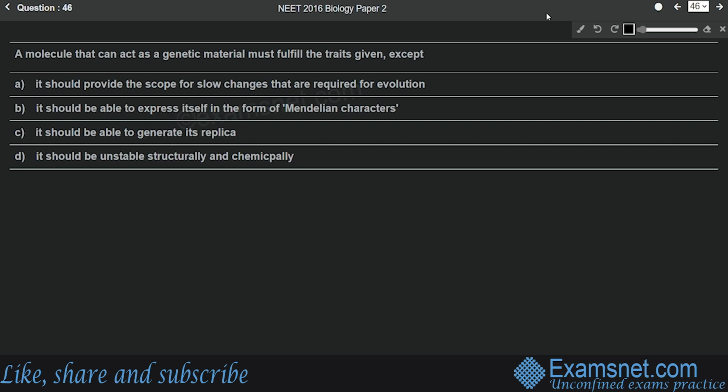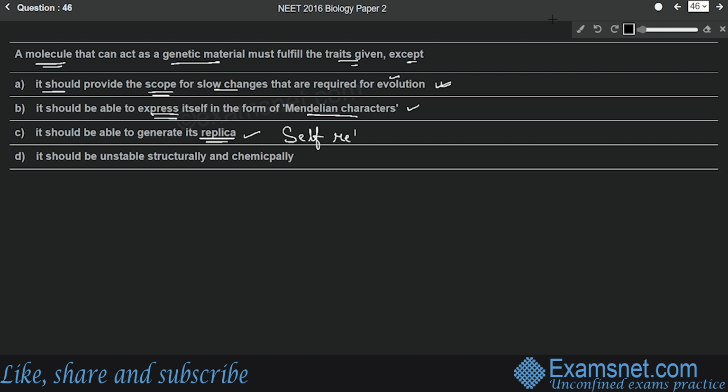Question number 46 is from the chapter Molecular Basis of Inheritance, and the question is, a molecule that can act as a genetic material must fulfill the traits given except. First option is, it should provide the scope for slow changes that are required for evolution. That is absolutely correct. Second statement says it should be able to express itself in the form of Mendelian characters. This is also a correct statement. Third one says it should be able to generate its replica. This is also correct. The genetic material should be self-replicating.